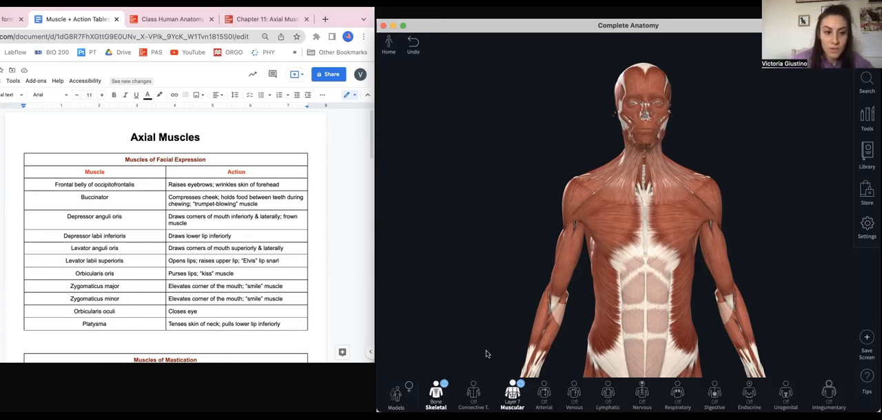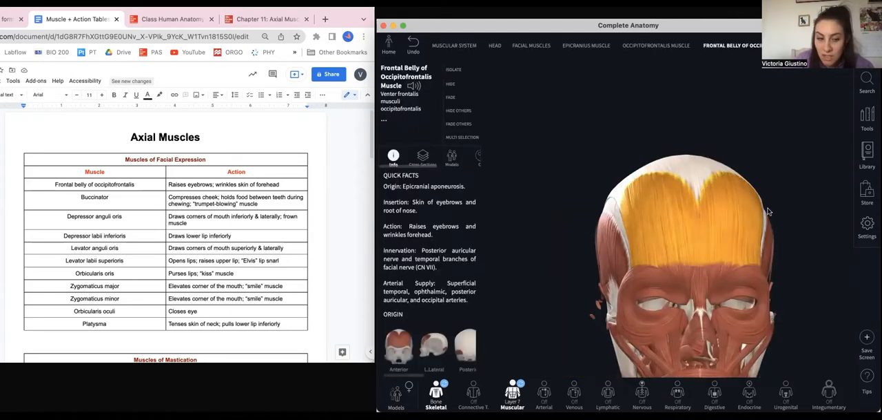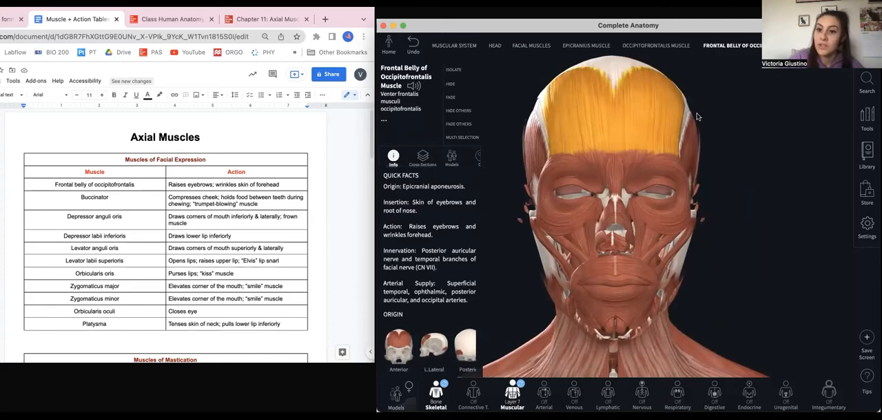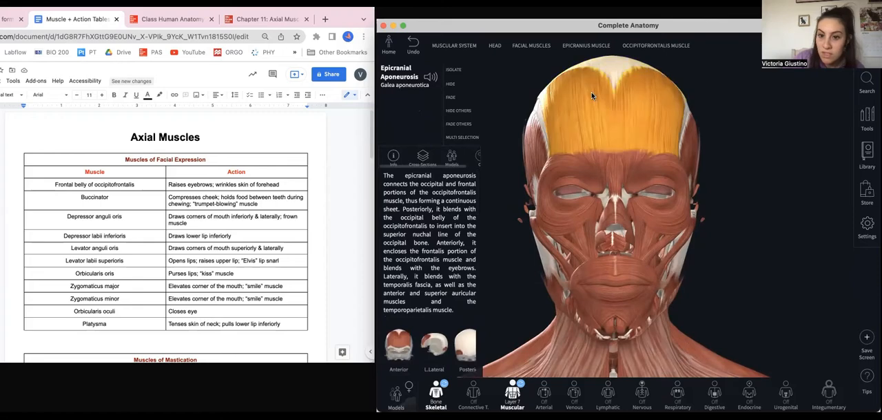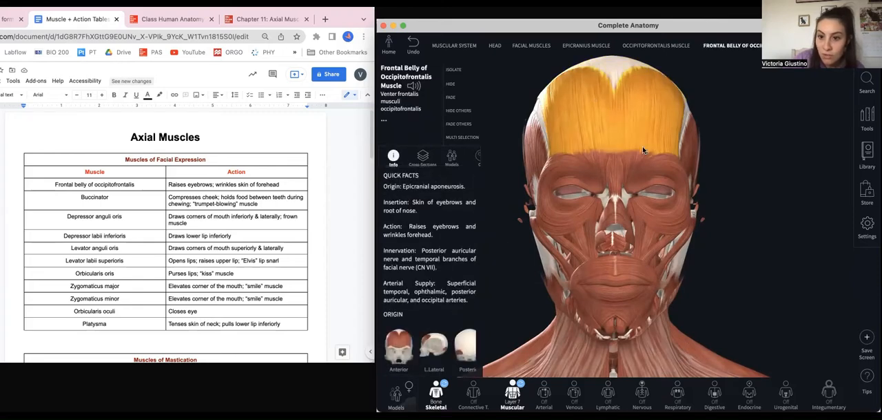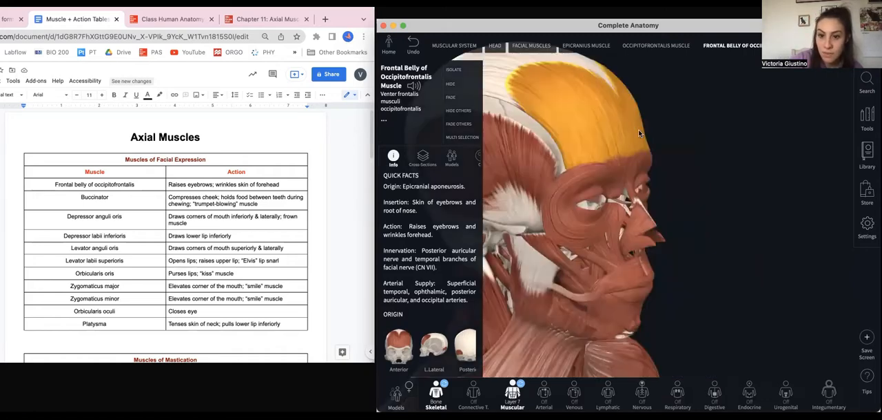So starting off with your muscles of facial expression over here, we're just going to go right into it. Our first muscle is the frontal belly of the occipitofrontalis. Here you can see it originates up here in what's called the epicranial aponeurosis and inserts just on the skin of your eyebrows and just about the root of your nose. When this muscle contracts, going from the insertion to the origin more superiorly, it's going to allow you to raise your eyebrows and wrinkle the skin of your forehead. So here's your frontalis muscle.